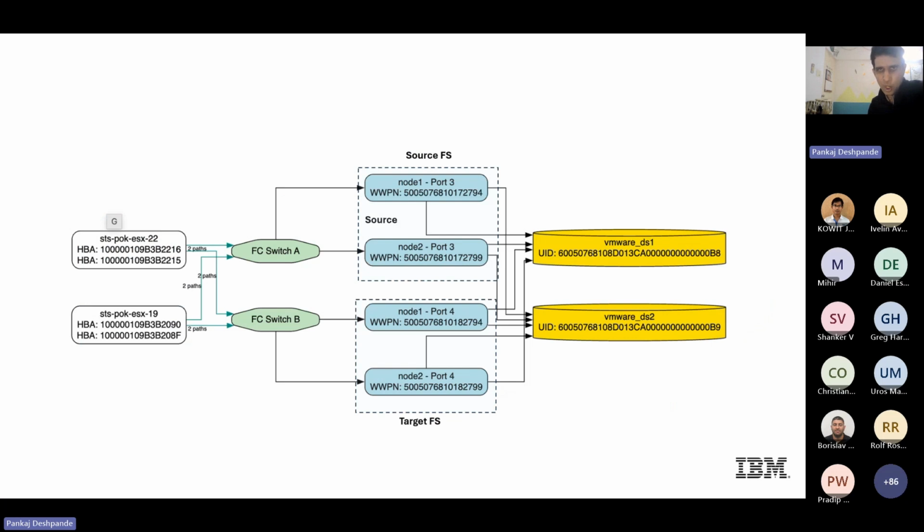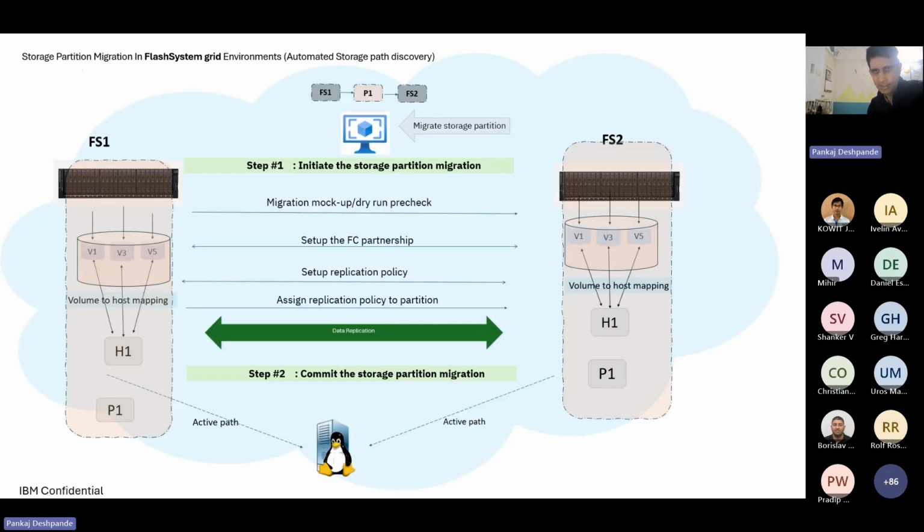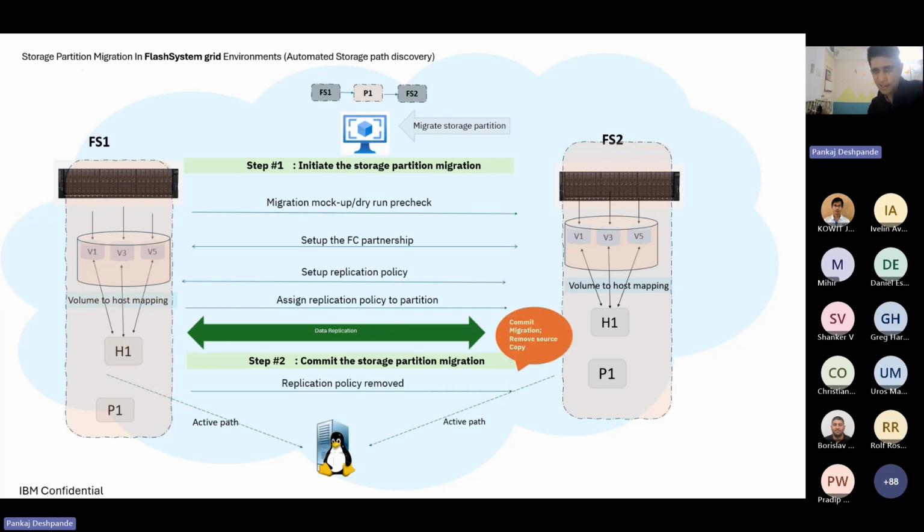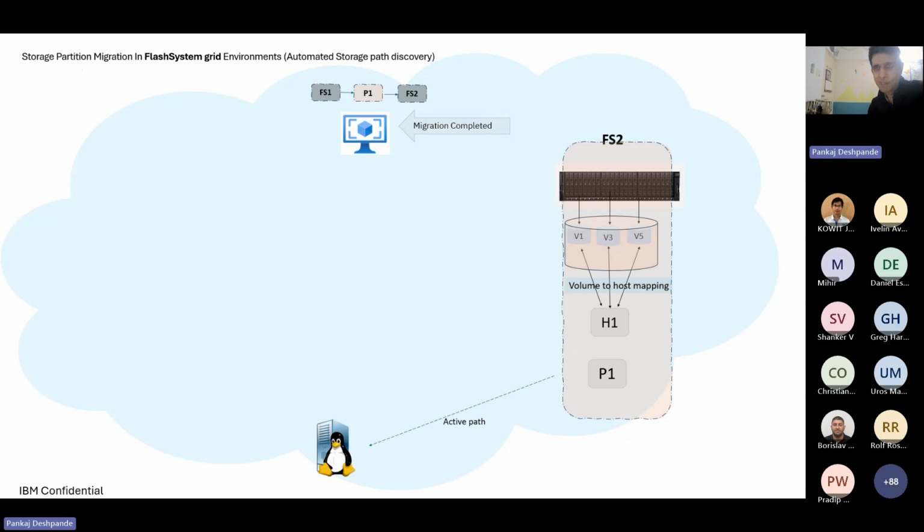This is how it actually looks internally to the host. It's the same UID that's going to be shown to the host, so under the hood, it is an HA technology only. Now we reach the point of committing the storage partition migration, which is a question that gets asked. Once you've clicked that, the replication policy gets removed and the partition has gone away from the source. So that's how it works internally.